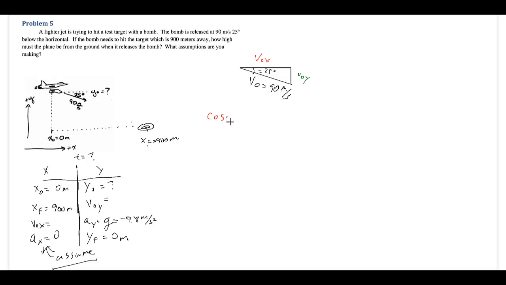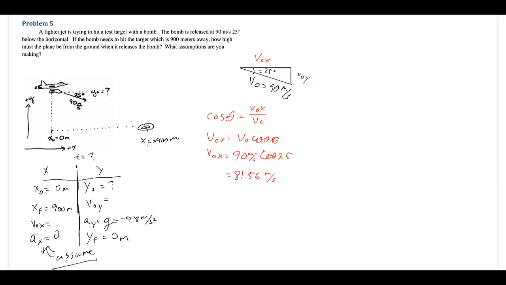So cosine theta is equal to adjacent over hypotenuse. It's going to be v naught x over v naught. Solving for v naught x, you've got v naught x is equal to v naught cosine theta. So v naught x is going to be equal to 90 meters per second times cosine of 25. This turns out to be 81.56 meters per second. And that is v naught x.